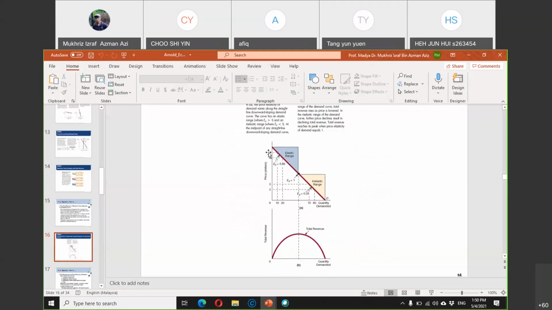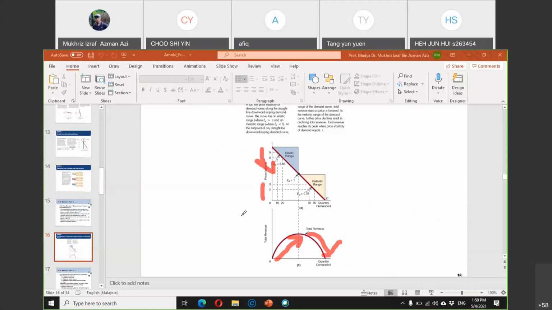So that's why when price goes down... so how do you read this graph? When price goes down, revenue will keep on increasing. But when price drops even further, in the range of inelastic demand, revenue will start to fall. So that's how you read this graph.